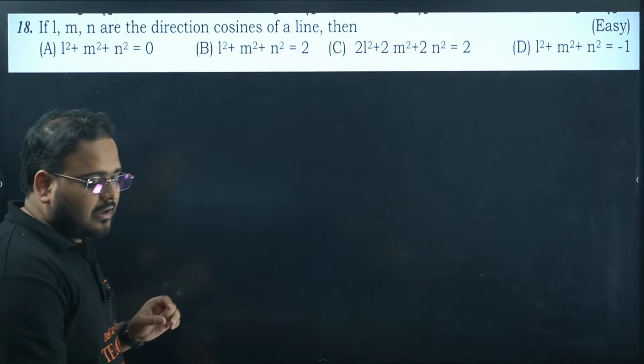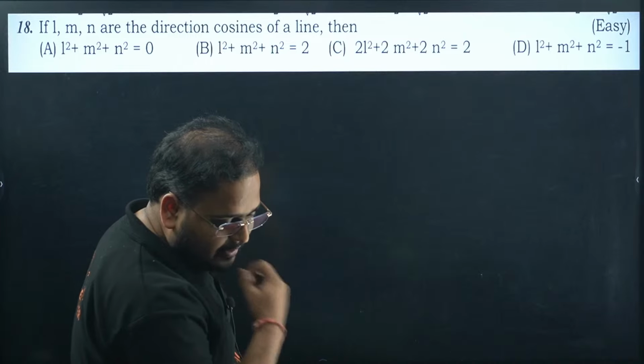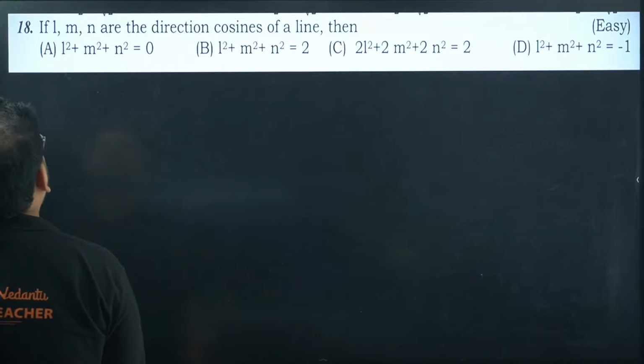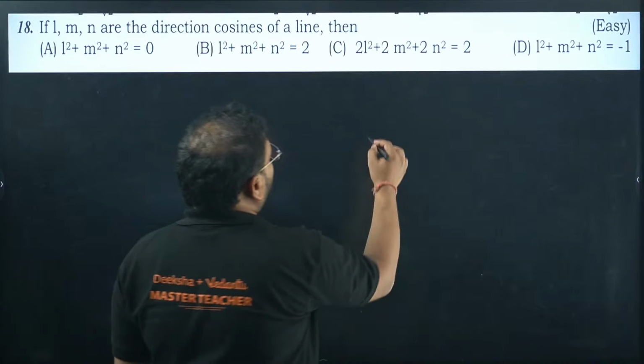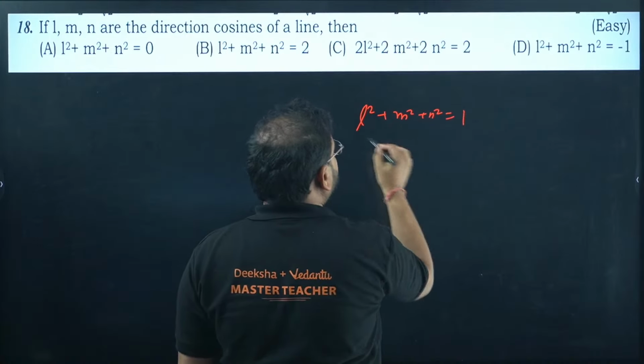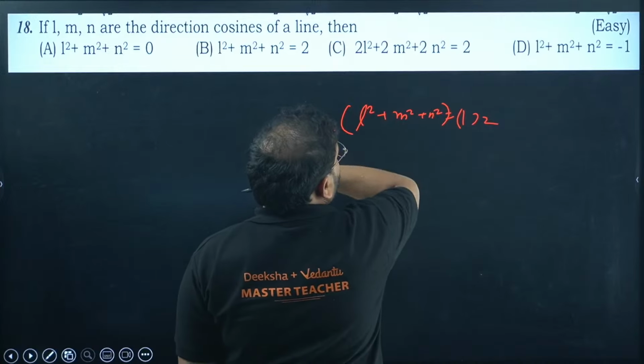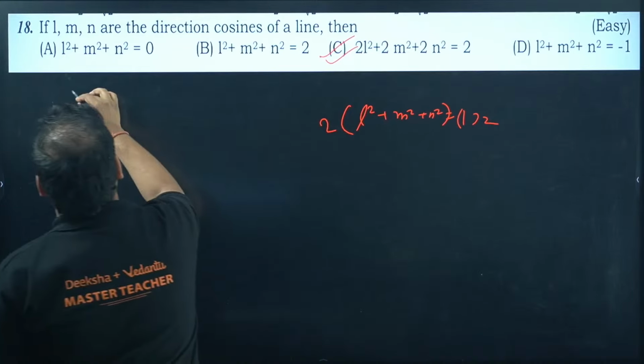Question number 18, answers from anyone? L, M, N are the direction cosines of the line. We all know l square plus m square plus n square equals 1, which means if you multiply 2 over here, you'll get 2 over here as well. So the answer is going to be option C.